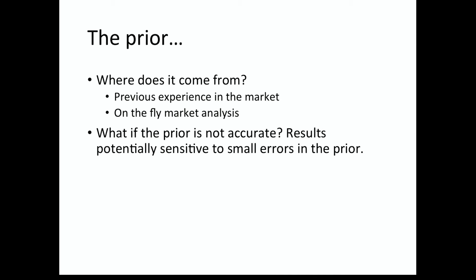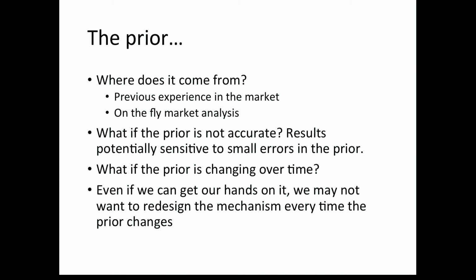What if the prior is not accurate? The results are potentially sensitive to small errors in the prior. What if the prior is changing over time? We're seeing different populations or whatever. And even if a little birdie was to whisper in your ear exactly what the prior was at any moment, if you're running some ongoing dynamic system, you may not want to redesign the mechanism every time the prior changes.